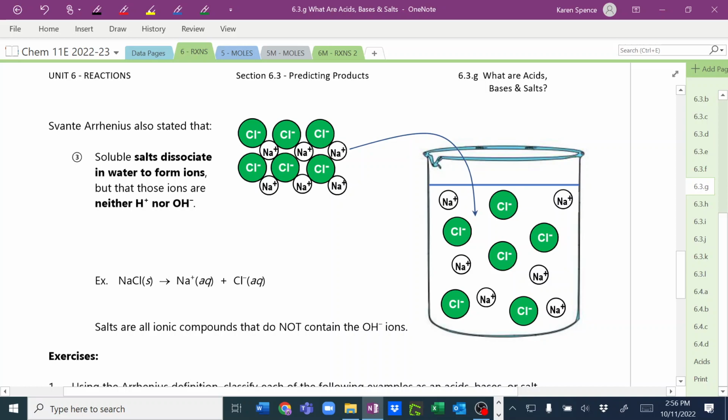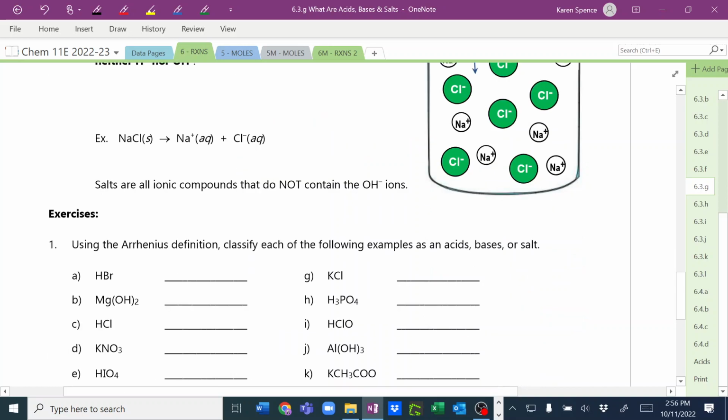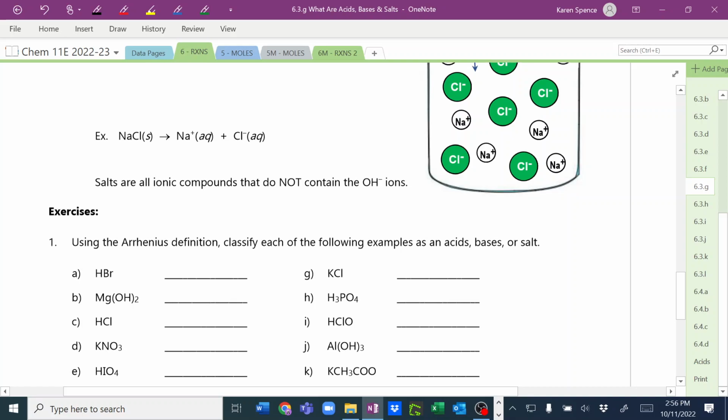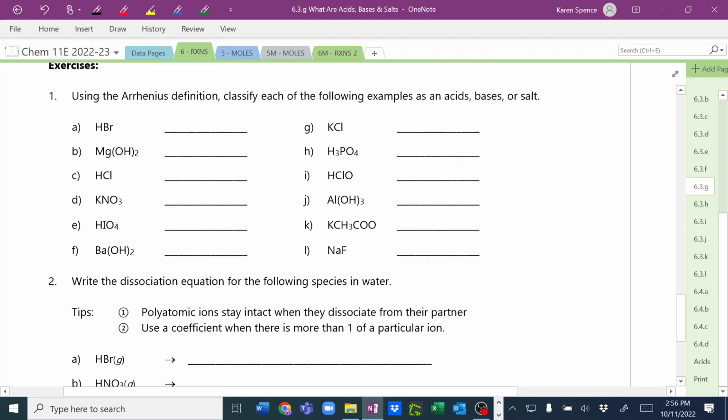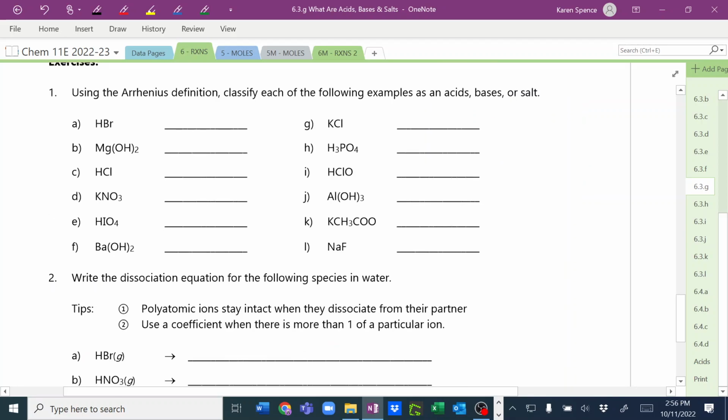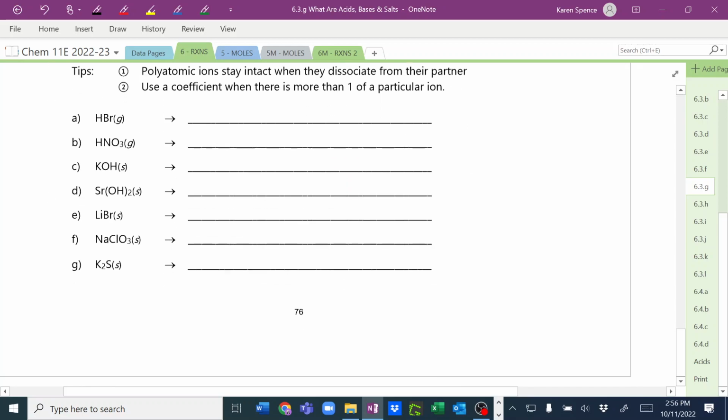It's just a proton. And in fact, in grade 12, we start referring to them as protons. Okay, so there's a few little exercises that let you classify each of these as acids, bases, and salts, and then it lets you write the dissociation equations for those.